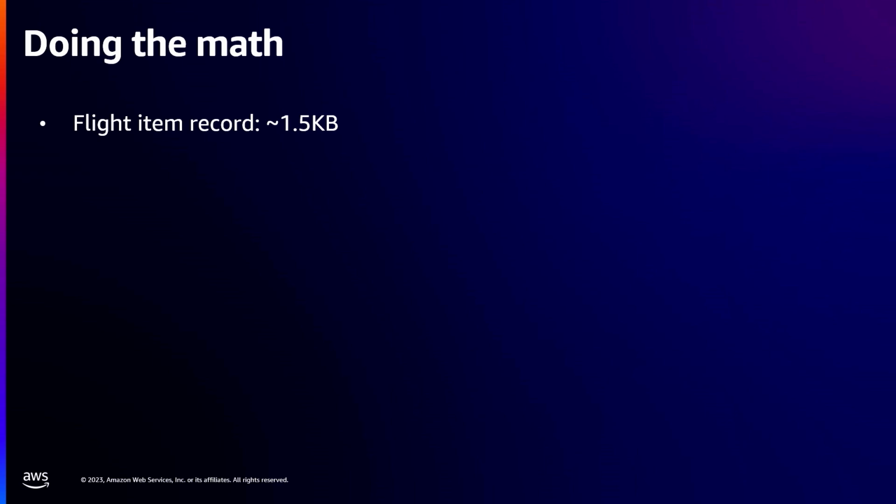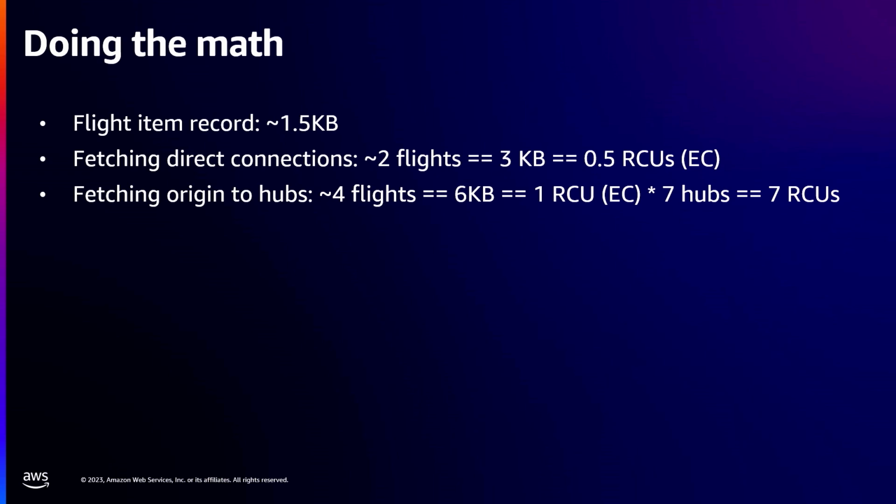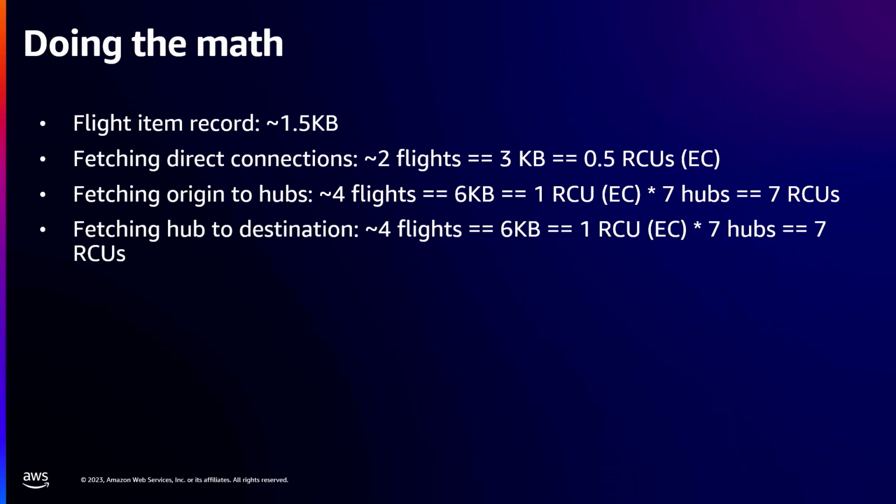But let's say that flight item record is 1.5 kilobytes. I don't know how big a flight record would be. I want to fetch those direct connections, right? Maybe there's about 2 direct flights between airports on average. That's going to be about half an RCU. Now I want to fetch the origin to the hubs. Let's say there's about 4 flights from an airport to a typical hub. We have 7 hubs. That's going to be 7 different query requests, so 7 RCUs. Same thing with hubs to destinations, right? 4 flights times 7 different hubs, 7 more RCUs. So this is going to cost us, let's say, 14.5 RCUs just to get these candidate airports.